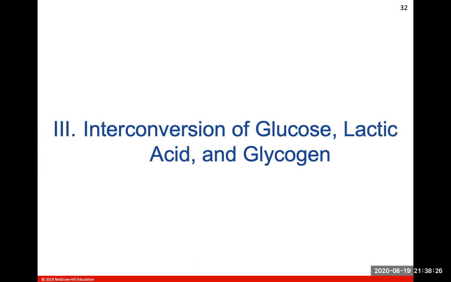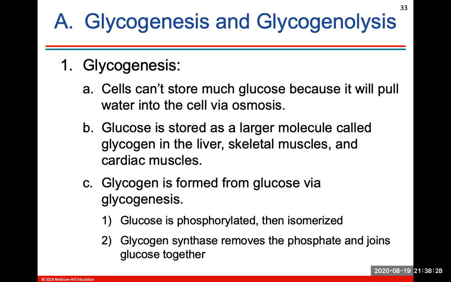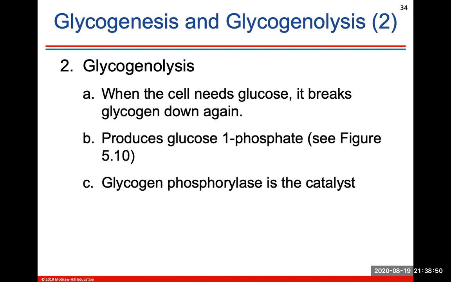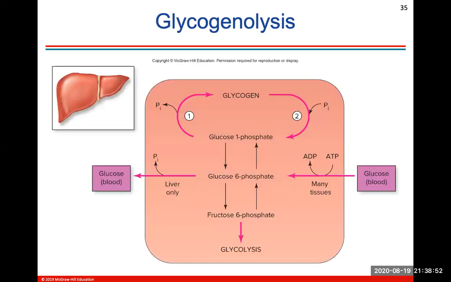A little bit more about glucose, lactic acid, and glycogen. Glycogenesis: cells can't store much glucose, so glucose is stored in larger molecules called glycogen. Really simply put, glucose is stored as glycogen in your liver, skeletal muscles, and cardiac muscles. And glycogen is formed from glucose via a process called glycogenesis. This takes you through the process, but basically it's just turning glucose into glycogen, which is a storage form that will remain in your liver.